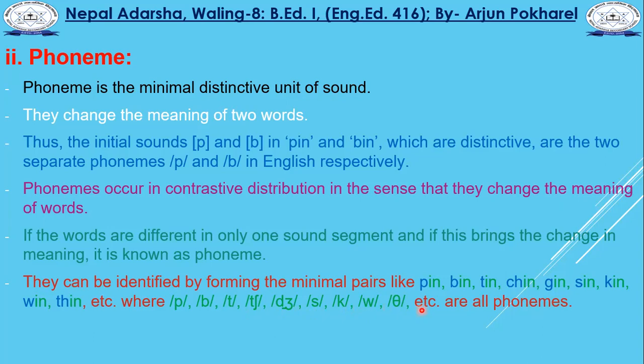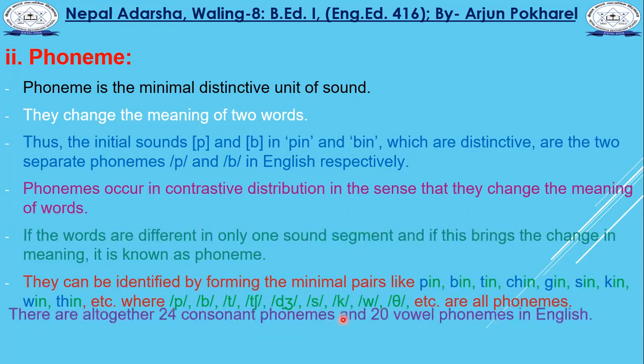are all phonemes. This way of making words by changing one sound is known as forming minimal pairs. Okay, we can form minimal pairs, like pin, bin, tin, chin. In this way, you can give the examples. And they are phonemes.